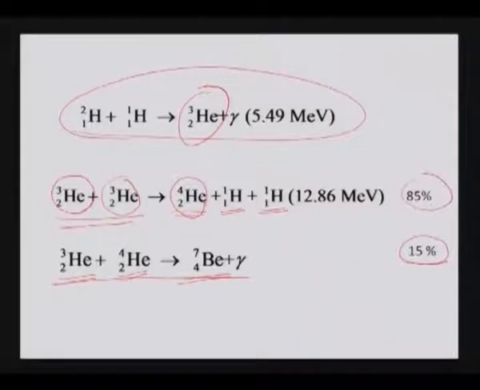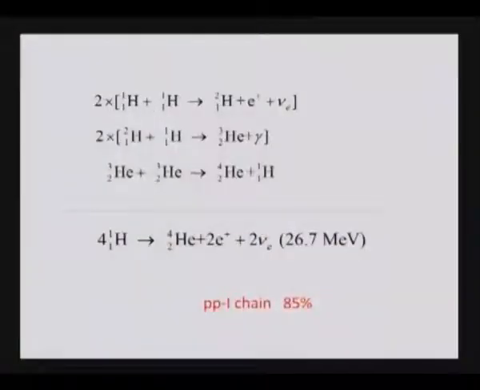So, if I start with 2 protons fusing, making deuteron, deuteron combining with a proton, making 3He, 3He combining with another 3He, making an alpha particle and 2 protons, that makes one full cycle, one full chain, which is known as PP1 chain. So, here it is.